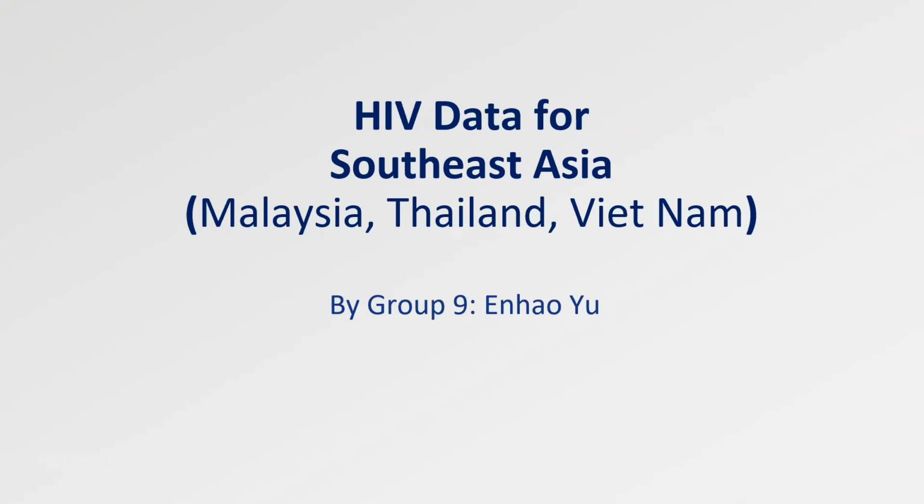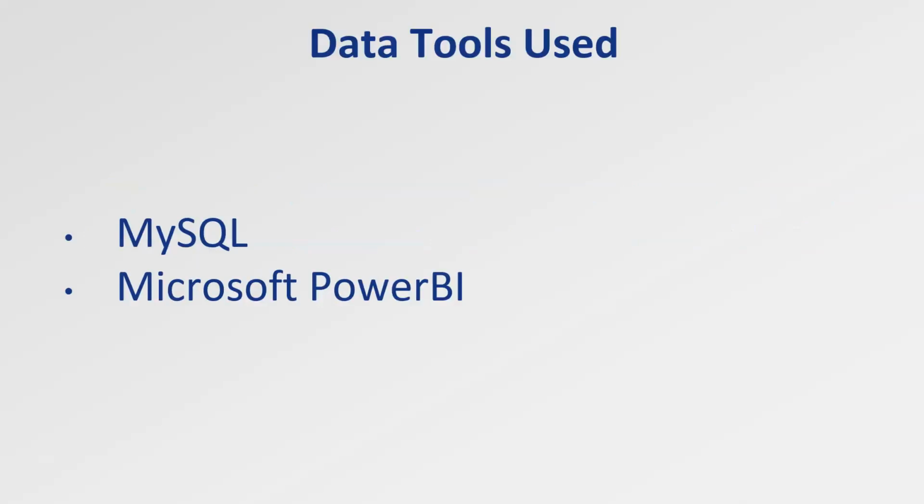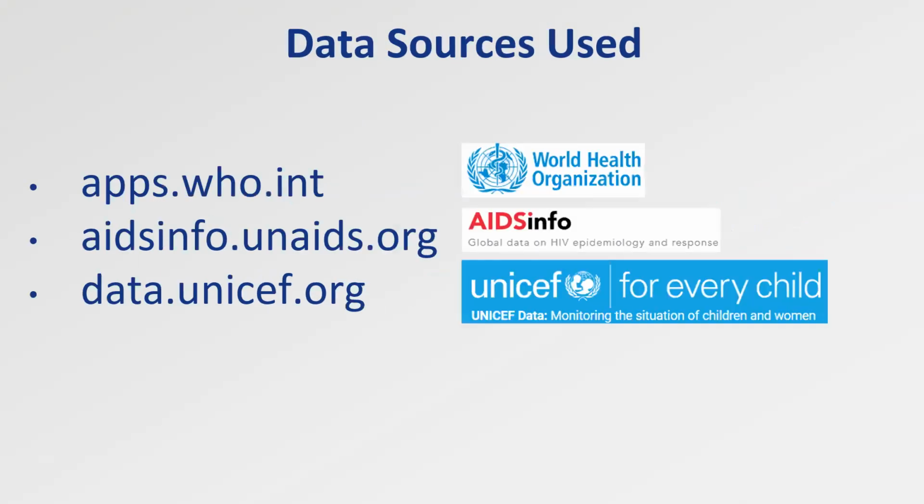Hello everyone, my presentation is about the HIV data for Southeast Asia, and our main focus is on three countries, Malaysia, Thailand, and Vietnam. My research question is: is the economy the main reason contributing to the progress of the HIV indicators? The data tools I use are MySQL and Microsoft Power BI, and the data sources I used are from these three websites.